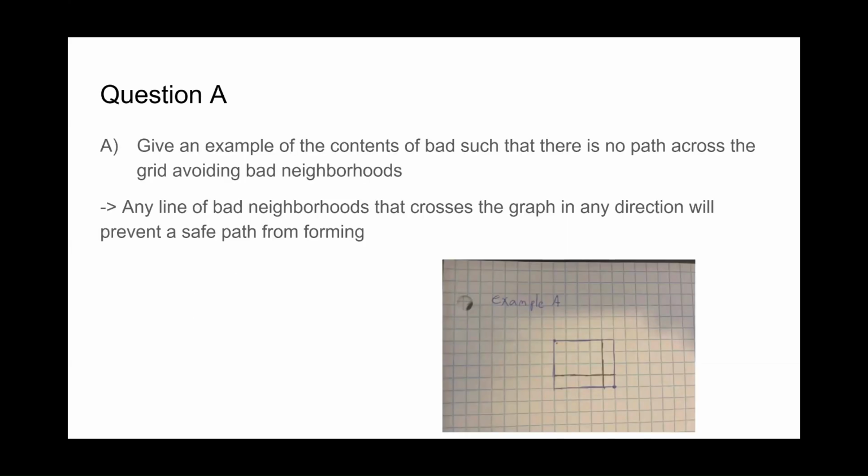So for question A, an example for a grid that has bad neighborhoods in such a way you have to cross them is any grid that has a line that crosses from end to end of said grid. So as you can see in the picture, going horizontally across or vertically across means that there is no way to avoid bad neighborhoods, and going diagonally from the bottom left to the top right would also be a solution to question A.